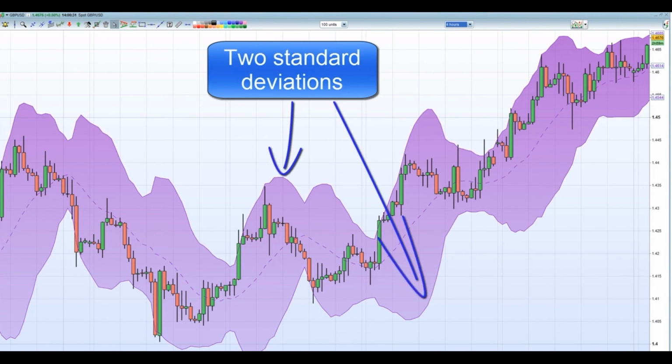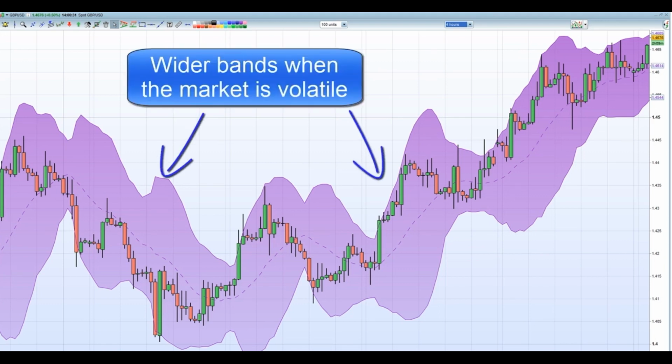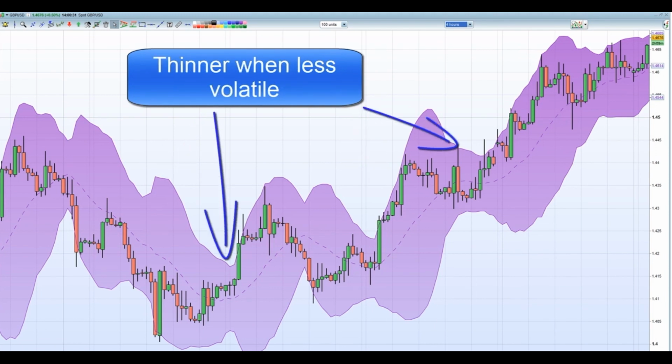It then has two standard deviations plotted away from it. That sounds a mouthful, but the important part is because standard deviation is a measure of volatility, Bollinger Bands adjust themselves to current market conditions. When the markets become more volatile, the bands widen, move further away from the average, and during less volatile periods, the bands contract, moving closer to the average.